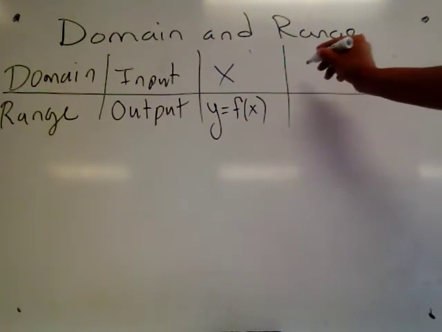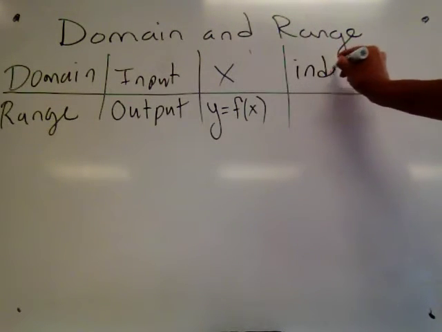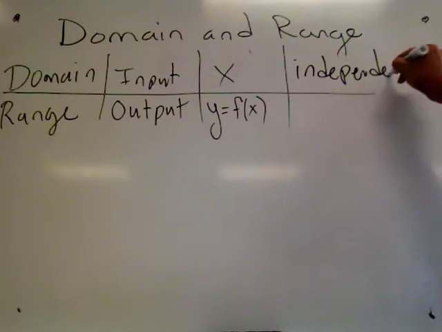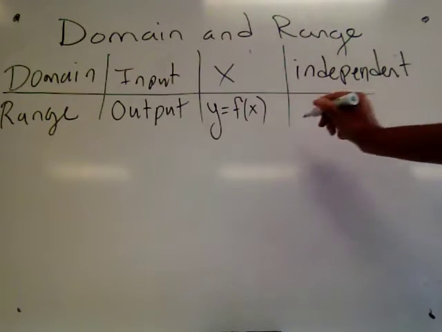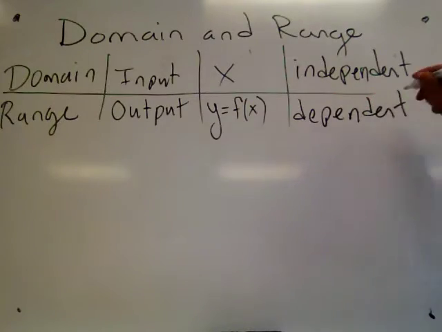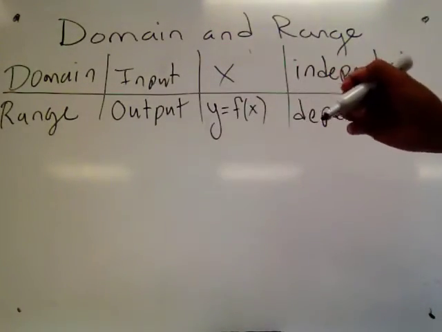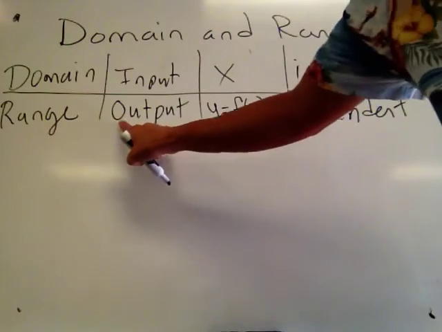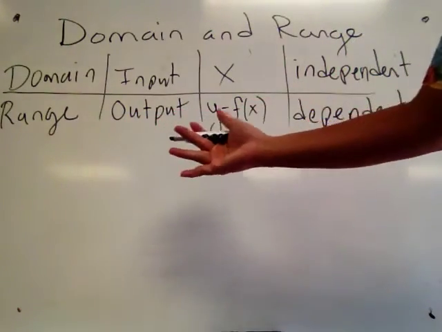In science, you might have heard this as your independent variable, that's an input, and your dependent variable for your y values. But specifically, a domain is the set of all possible inputs that give an actual output. And the range is the set of all possible outputs.